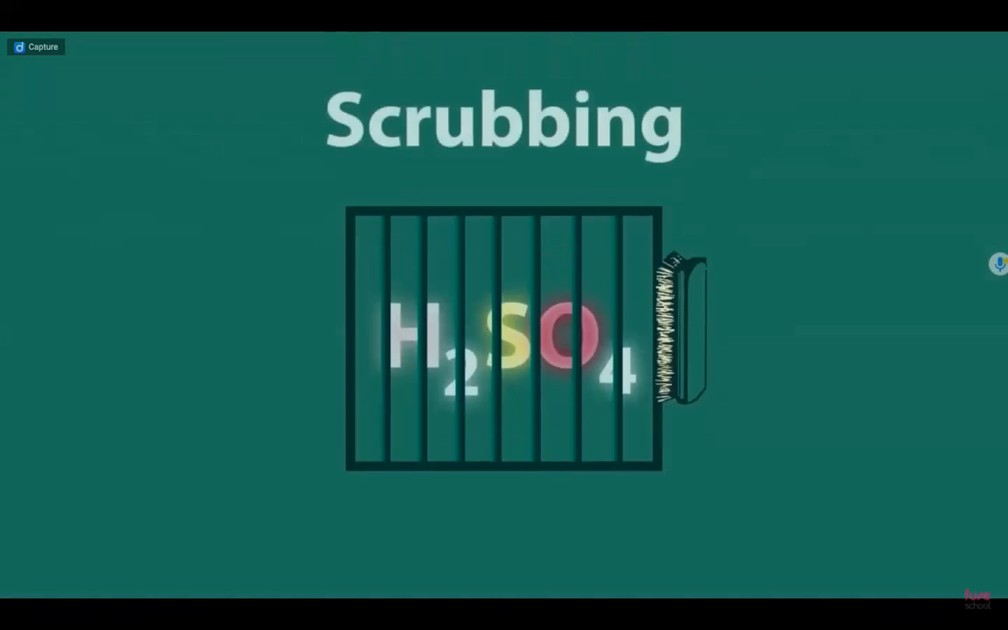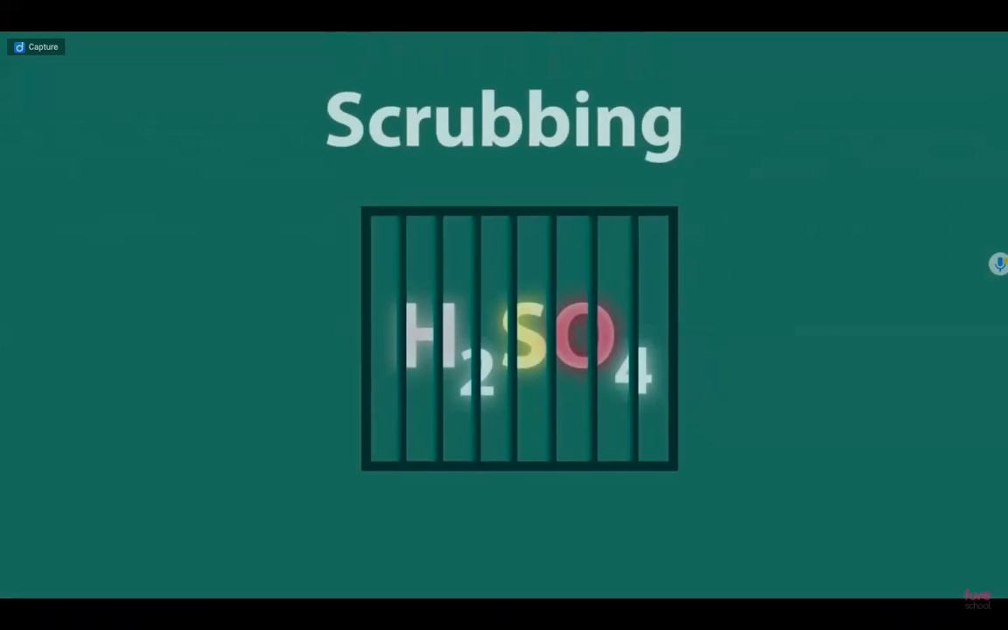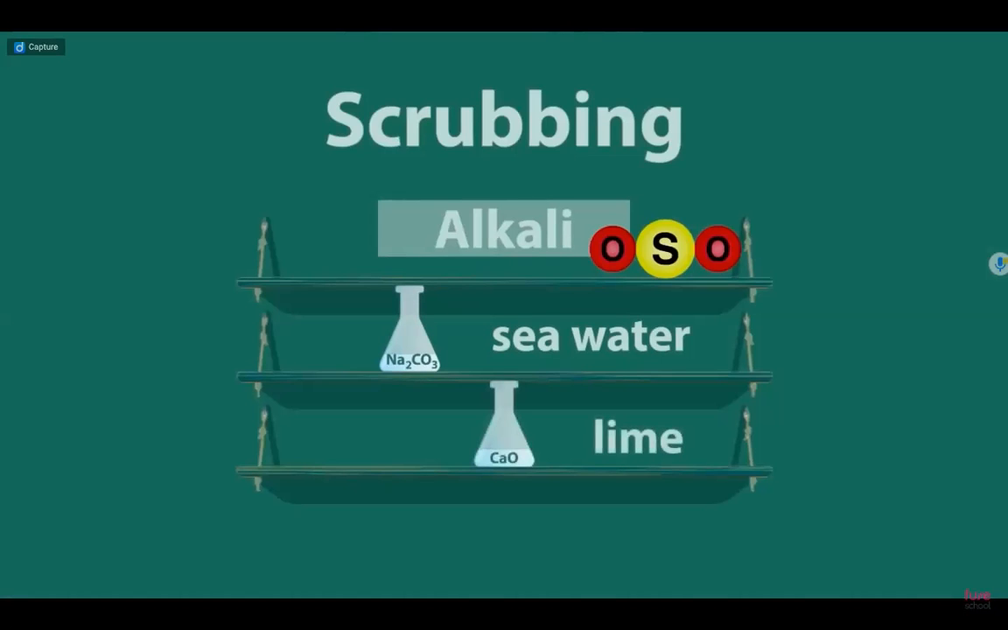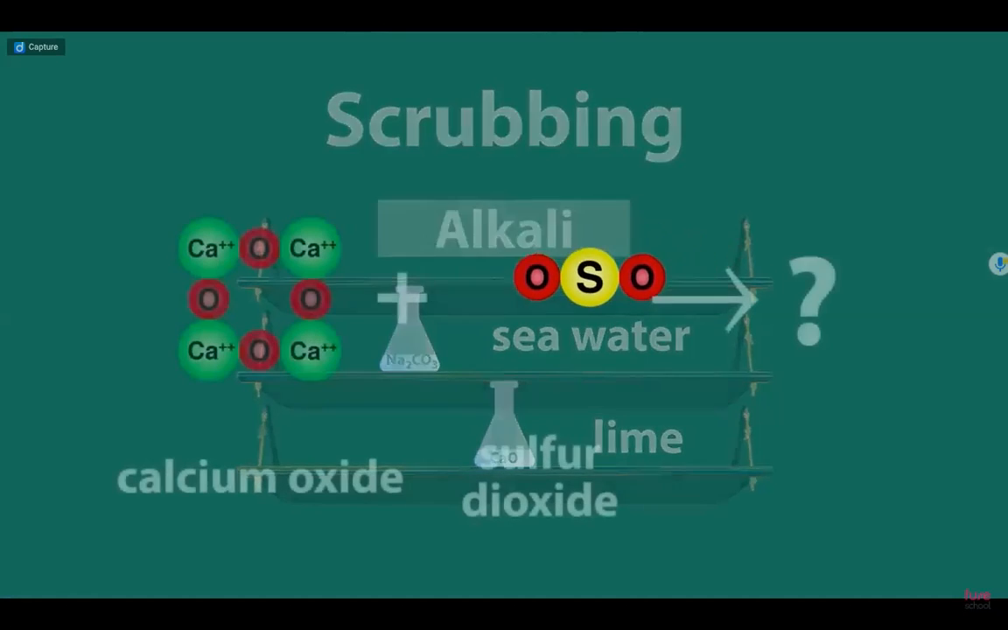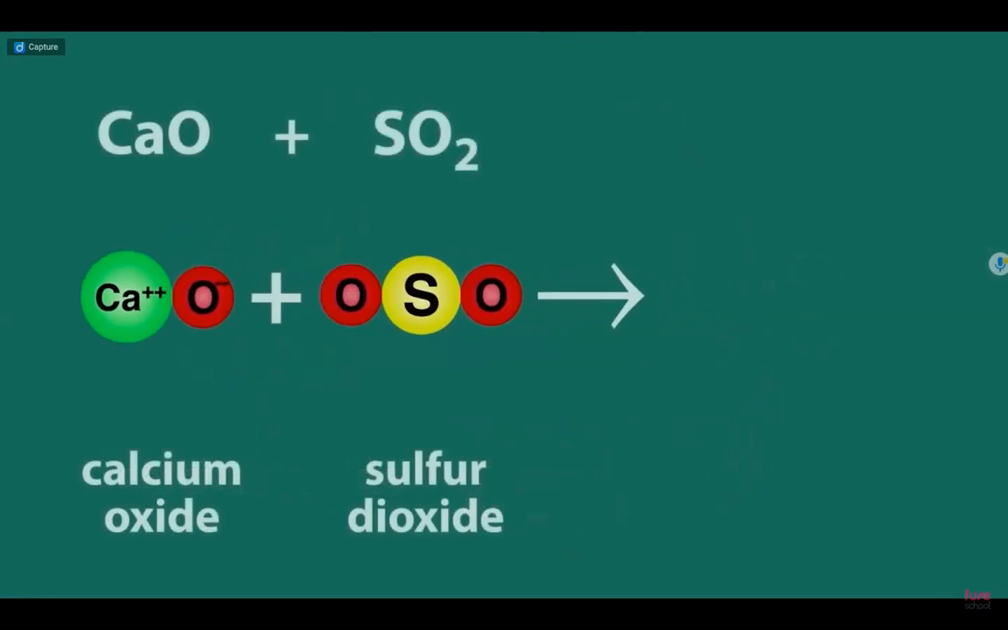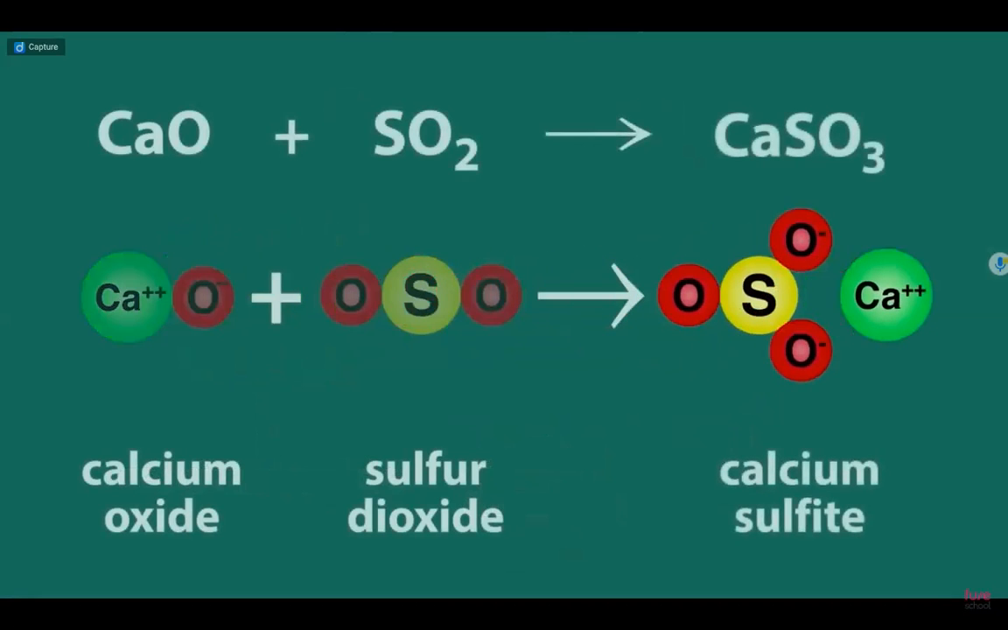The kind of scrubber we need in this case is an alkali to react with the sulfur dioxide. So either seawater, which contains a little bit of sodium carbonate, or lime, calcium oxide, is used. Can you think what reaction will occur with calcium oxide, a basic oxide, and sulfur dioxide, an acidic oxide? Calcium oxide plus sulfur dioxide makes calcium sulfite, that's CaSO3.